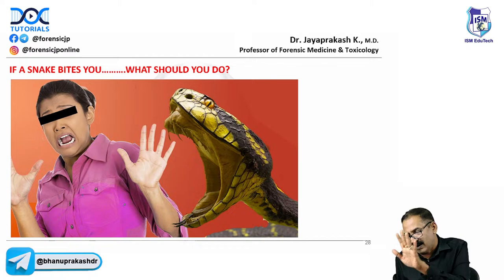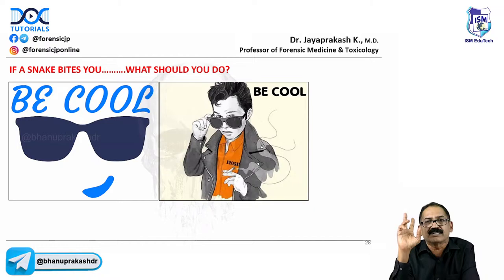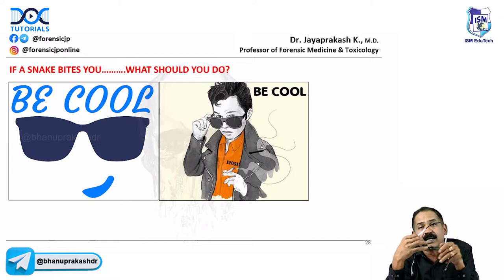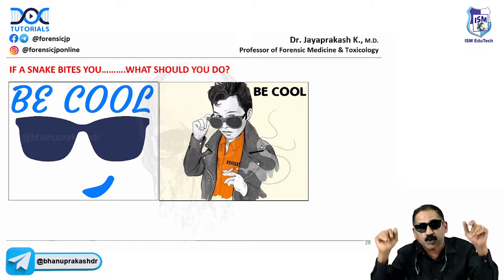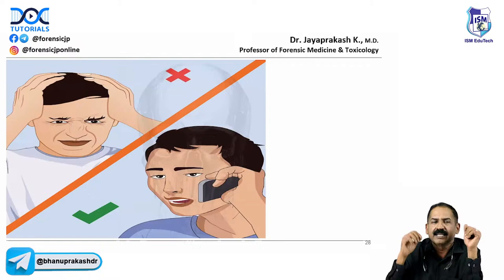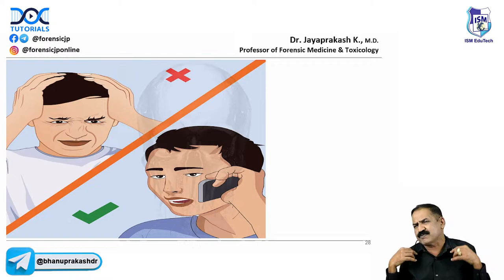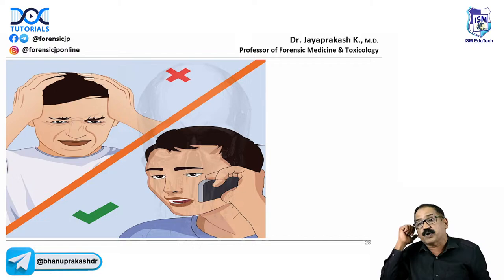What you have to do is, be very cool. It does not mean that you have to wear a cooling glass and say that I'm cool, cool, cool. Not so cool. But mentally be cool. That's all. Once it is bitten, what can you do? Nothing. Only thing, you have to call your closest friend. Closest friend means not close by heart, but geographically close, so that you can call him and ask him to come and take you.